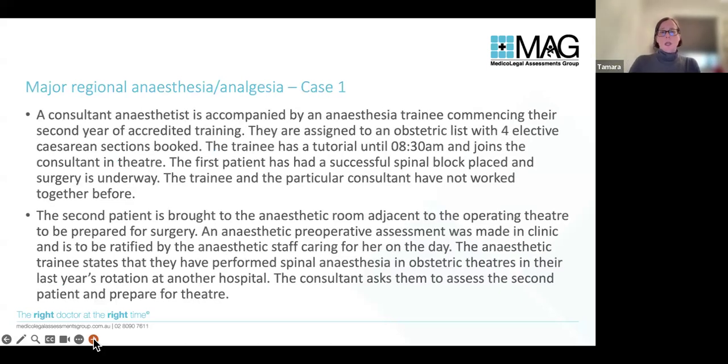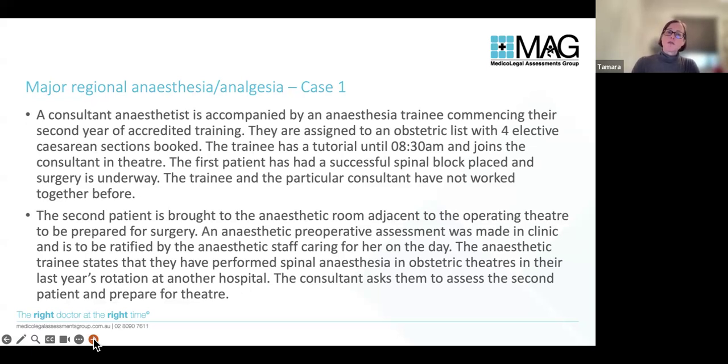So a consultant anaesthetist has a trainee coming into theatre with them. The trainee's just started second year, so they've probably done 3, 4, 5 or more years as a junior doctor, and they're now an anaesthetic trainee. It's a list for caesarean sections, and the trainee turns up after the first block is in and the caesarean is underway. There's a bit of chatting and a bit of teaching. They're not familiar with each other.